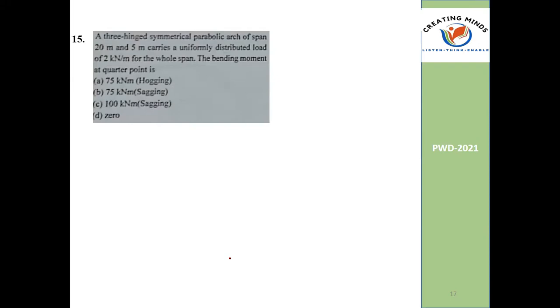Yes, a three-hinged symmetrical parabolic arch of span 20 meters carries a UDL of 2 kilonewton per meter over the whole span. What is the bending moment at quarter span? Quarter span means 20 by 4, which is 5 meter. Yes.